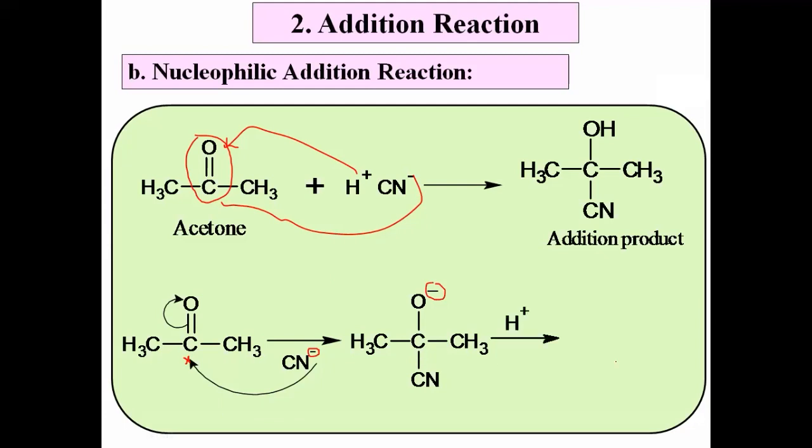Now in the second step, the H plus ion adds to that oxygen, and we get the corresponding expected addition product. In this reaction, in the first step, there is an attack of CN minus, a negatively charged ion, an attack of a nucleophile, and hence it is called nucleophilic addition reaction. The addition reaction which is initiated by the attack of a nucleophile is called nucleophilic addition reaction. Addition of hydrogen cyanide to a carbonyl compound is an example of nucleophilic addition reaction. This is about the second type of addition reaction.